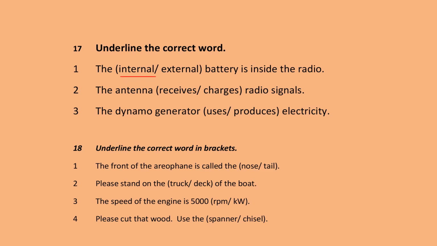Number 2, the antenna receives or charges radio signals. إشارات الراديو. Yes, it receives. يستقبل. The dynamo generator uses or produces electricity. Uses يستخدم, produces ينتج. So the correct answer is produces ينتج كهرباء.